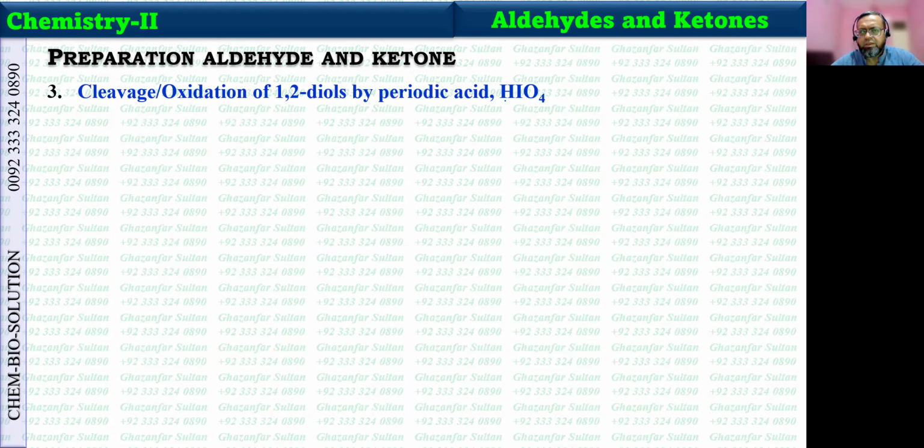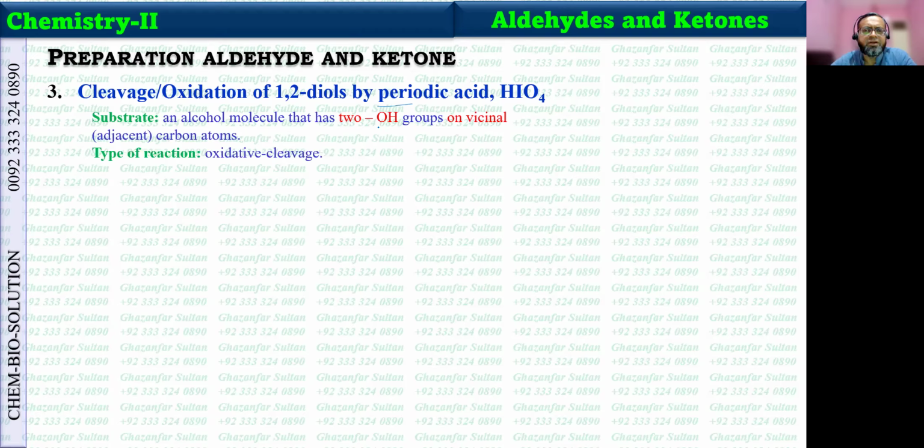Periodic acid, HIO4. Some students pronounce it differently because they have almost the same spelling, periodic and periodate. So if you know the correct structure or name of the compound, then you can understand. Okay, so sometimes the student may confuse. The substrate molecule is alcohol that has two OH groups on vicinal, any adjacent carbon atoms. So 1,2-diol, you can say 1,2-diol.